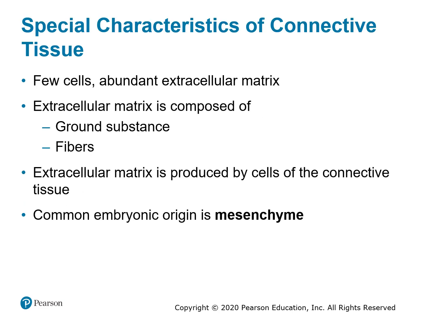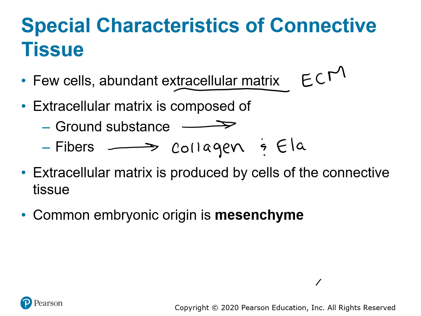So some important things to note about connective tissue. It has more of an extracellular matrix, I'll probably refer to that as the ECM, than it does cells. So there's more of a matrix than there are cells. And that matrix is composed of ground substance and different types of fibers. Those fibers are mainly made of collagen and elastin. Those are the two main proteins that make up the fibers that will become like your dense and loose connective tissue. Okay?